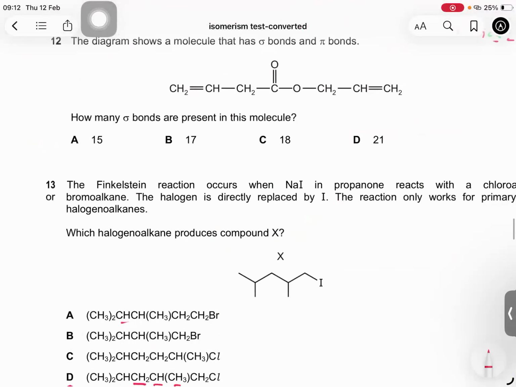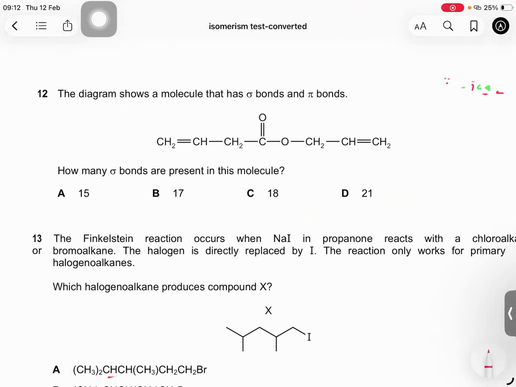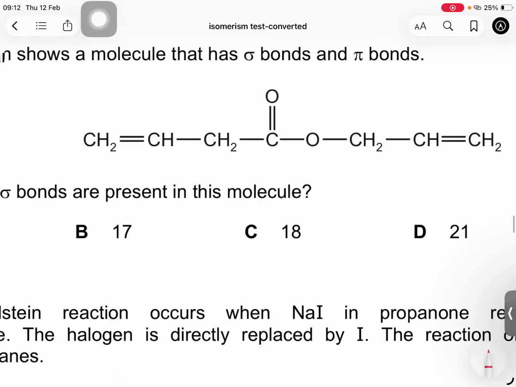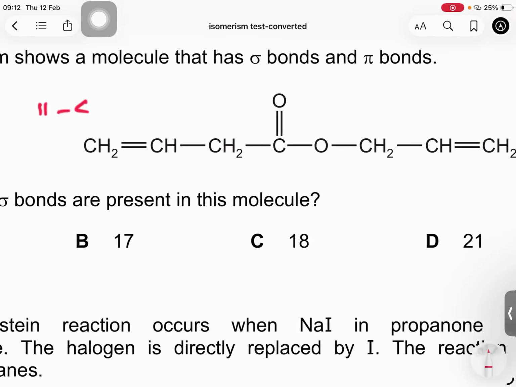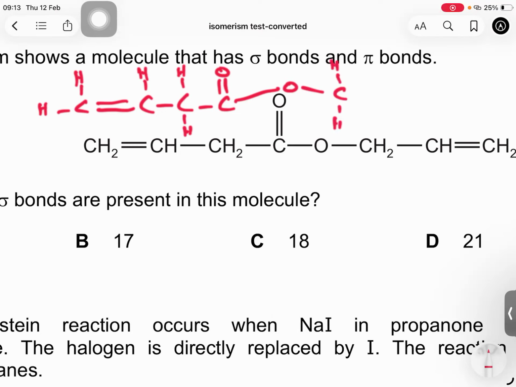Okay, you have to count how many sigma bonds there are. Sigma bonds, you understand the single bond, right? So if I look at CH2, meaning two hydrogens, single bond, then there is a double bond, but one of them is sigma. Then there is H. Then there are two CH2s. And then there is a double bond, one is sigma, then O, and then C, H, two sigma, one sigma. There's a double bond, one sigma.